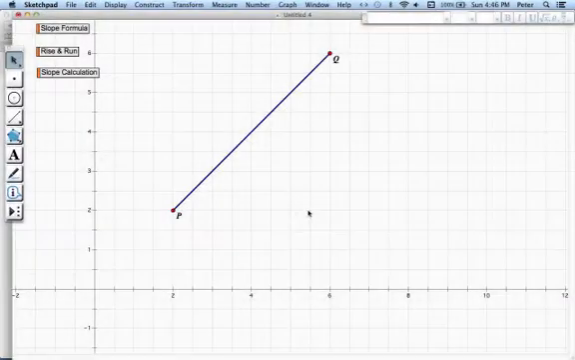Okay, thanks for watching. Let's take a look at a segment on the coordinate plane. You'll recall that the coordinate plane was developed by René Descartes, and so it is also called the Cartesian plane.